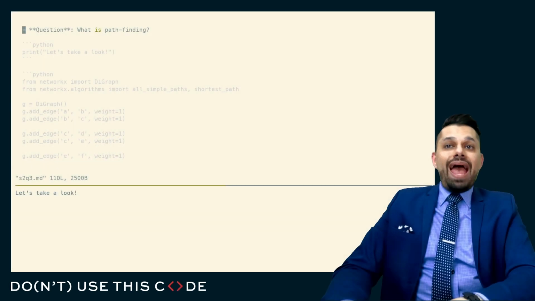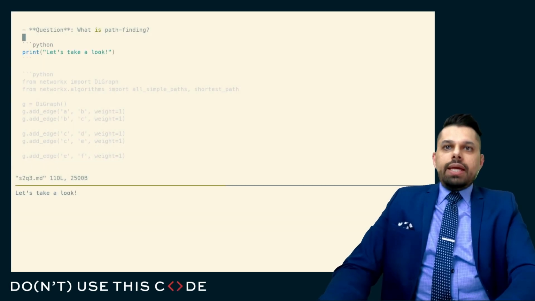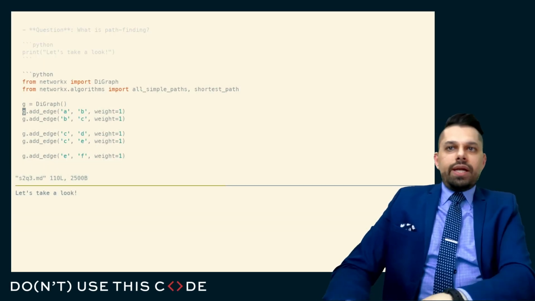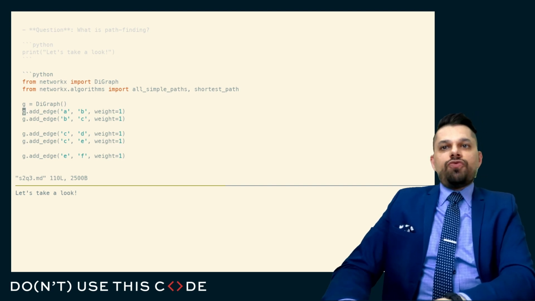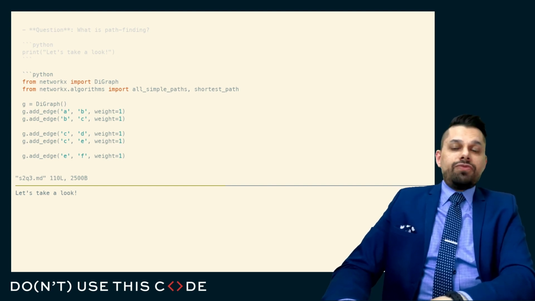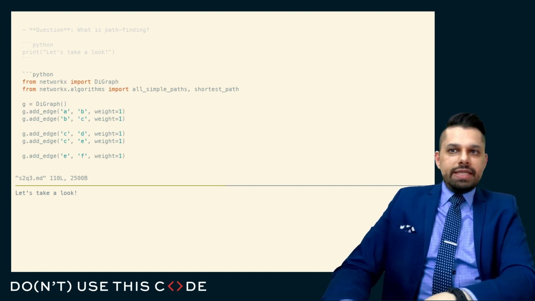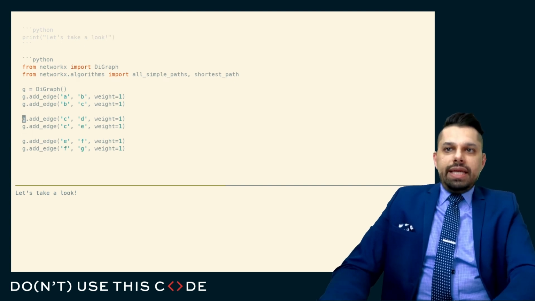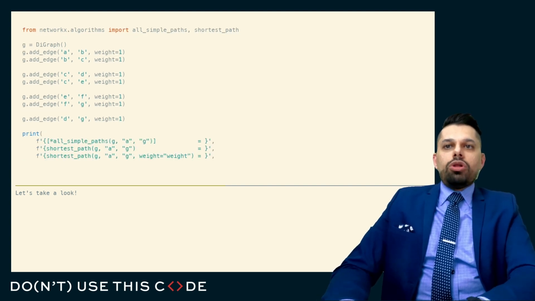about finding paths in a graph. Here, we can see that in NetworkX, it's actually relatively easy to figure out what the path is from some starting point to some ending point. I've modeled a graph connecting A to B, B to C, C to D and E, and E to F and G. And I've given them all uniform weights.